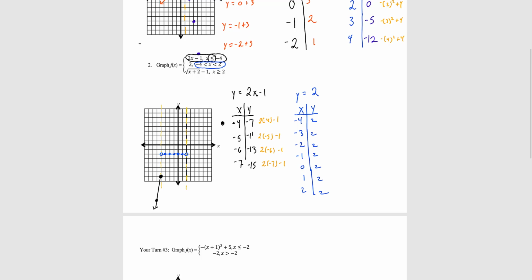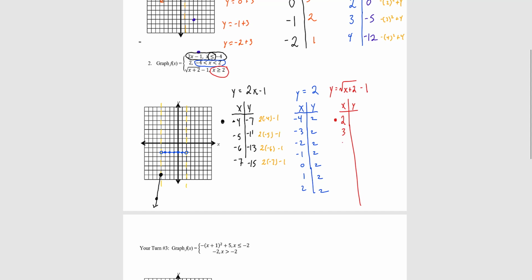All right. And then lastly, let's graph. We've got a square root function, square root of x plus 2 minus 1. And let's look at our restricted domain. Our restricted domain is x is greater than or equal to 2. So we're going to do a 2. We're going to do a closed dot at 2. And then just pick a couple of x values that are greater than 2.